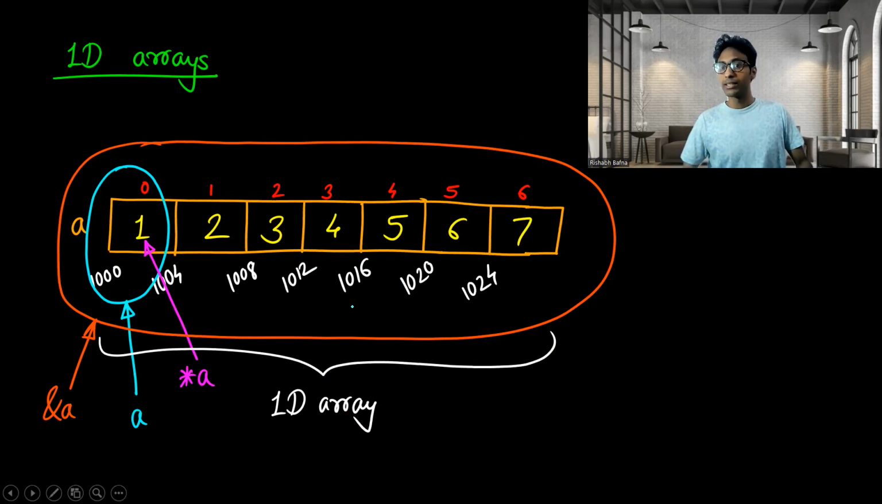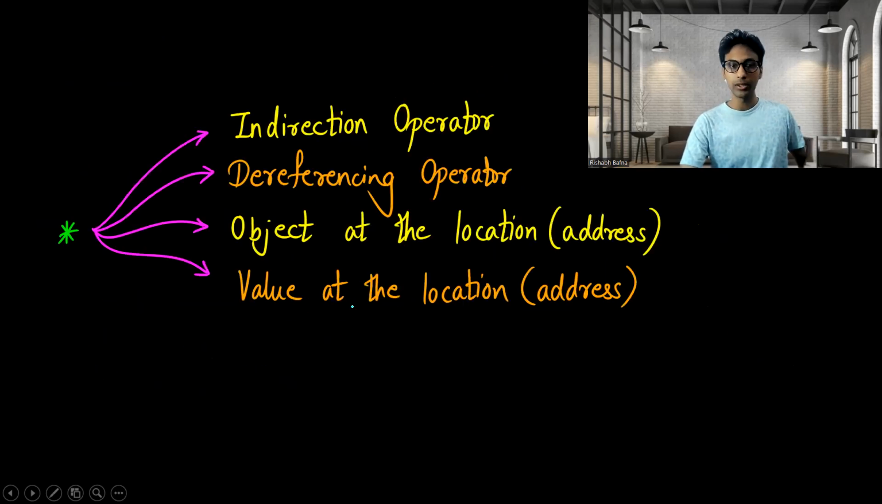3D array, simple. A 3D array will be composed of multiple 2D arrays. What will A indicate in that case? The base address of the zeroth 2D array. So isn't it very easy? So intuitive. I hope you loved this video.